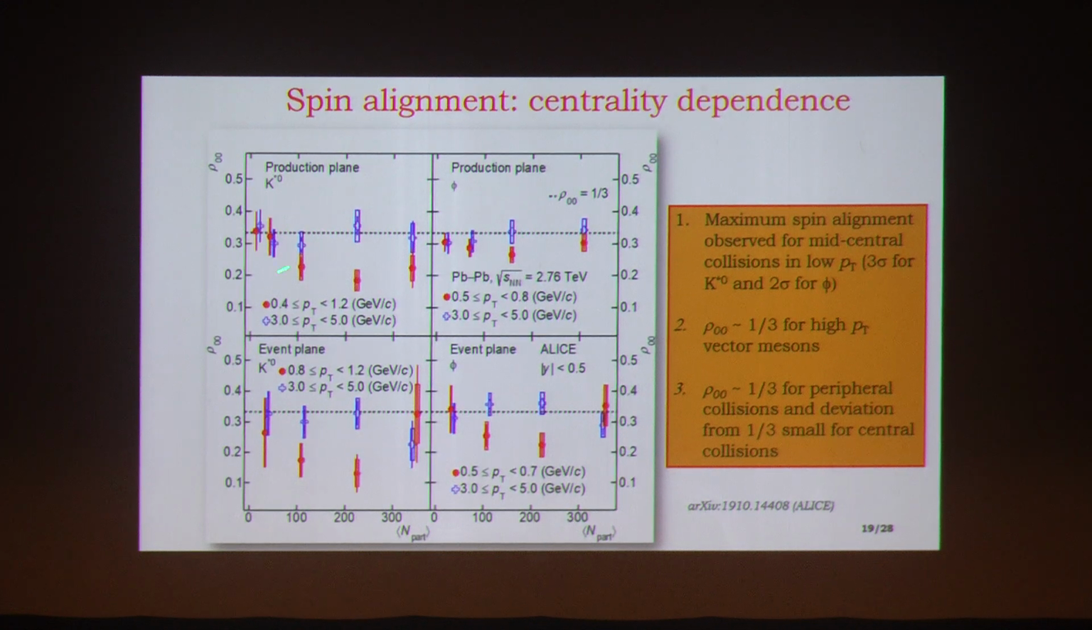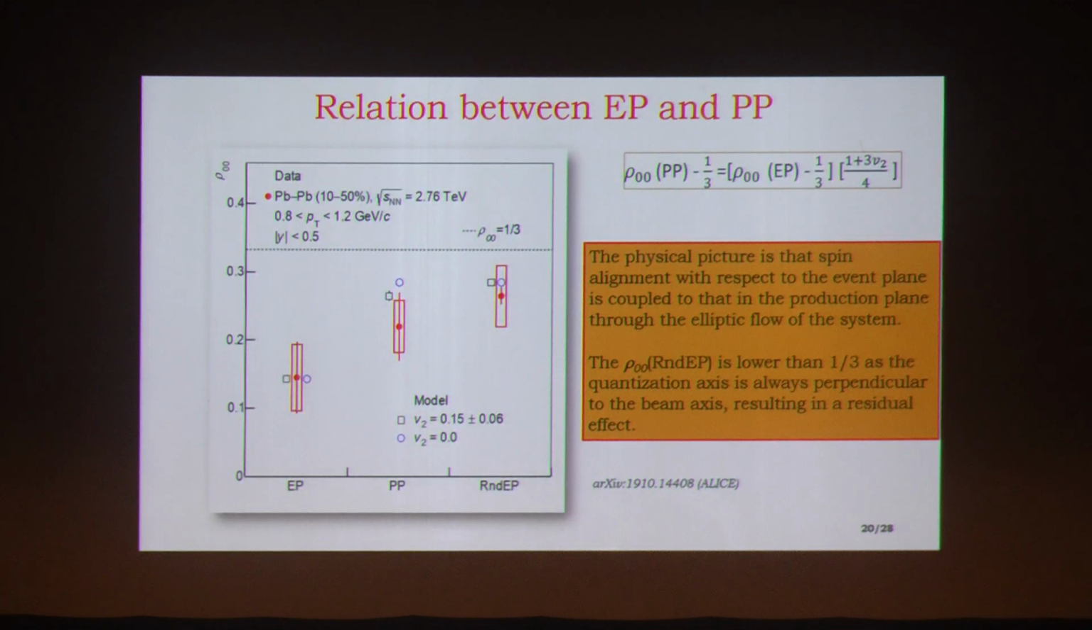There are two planes, production plane and event plane, for K star and phi. As you can see, for high PT, rho 0, 0 is consistent with 1/3. At lower PT, there is a centrality dependence. For large impact parameter and small impact parameter, it is tending towards 1/3. There is more deviation in mid-central collisions for K star and also for phi. So these are the results.